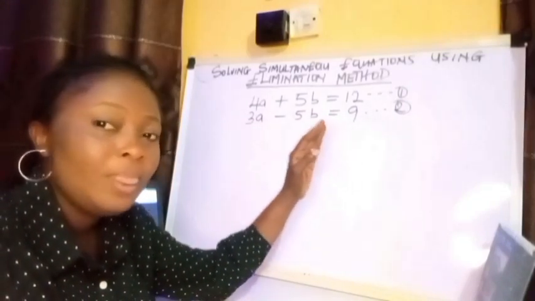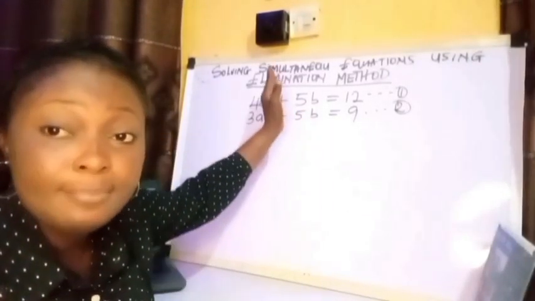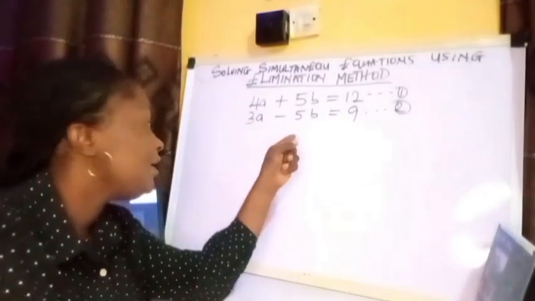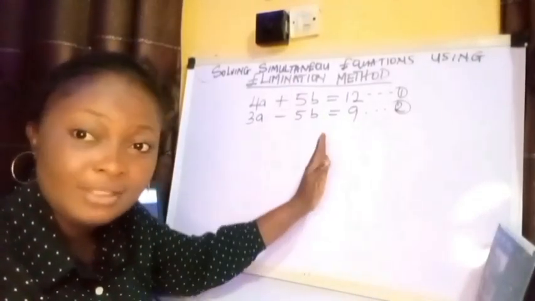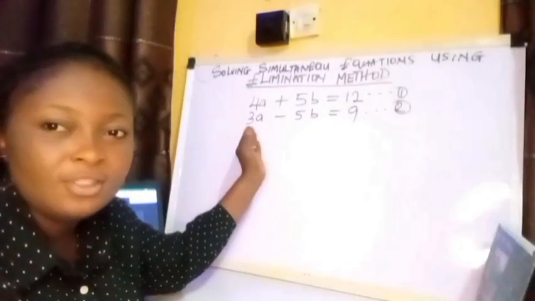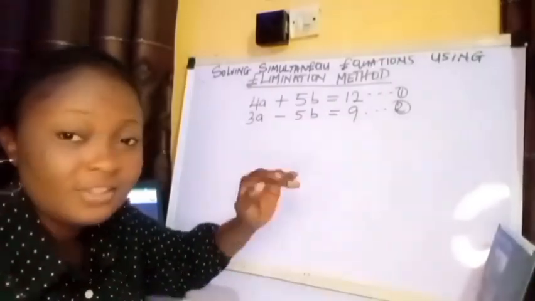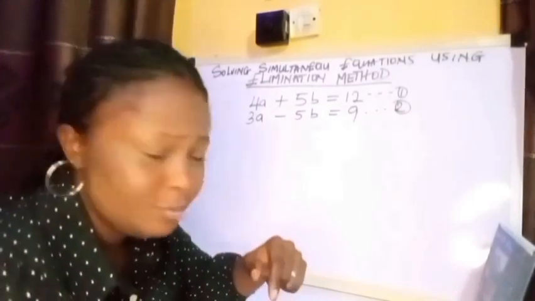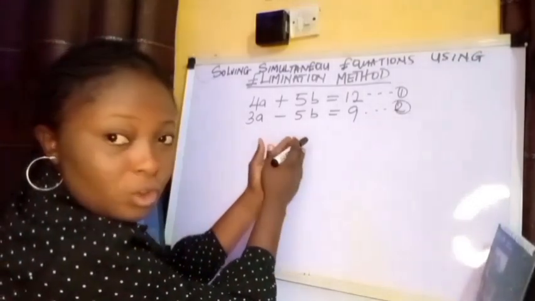For this example, I will solve it in two ways. First of all, I will go ahead and eliminate b, because I can see that in equation 1 the coefficient of b is 5, and in equation 2 the coefficient of b is 5. So I don't have to stress myself. I will eliminate straight. After this, I will eliminate a, so that you will understand how to make the coefficients the same, in case none of the coefficients are the same. Now let's start. In equation 1 and equation 2, I want to eliminate b.